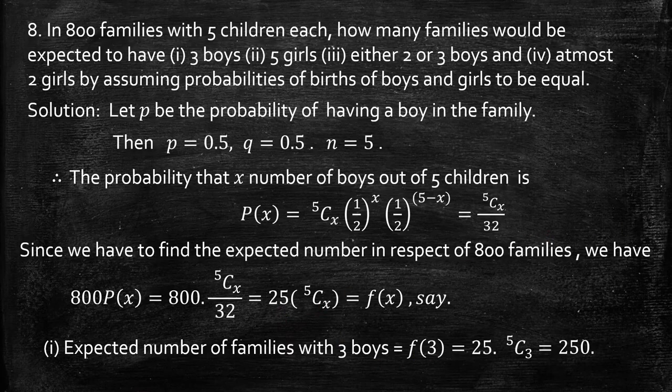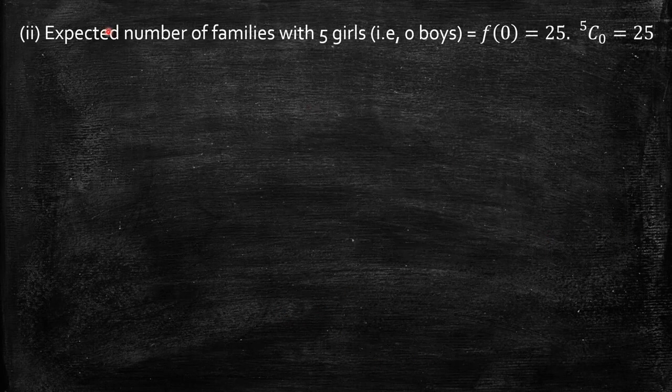Now the second one is 5 girls, means 0 boys. So expected number of families with 5 girls, that is 0 boys, I have to calculate f of 0, that is 25 into 5c0, which is nothing but 25.